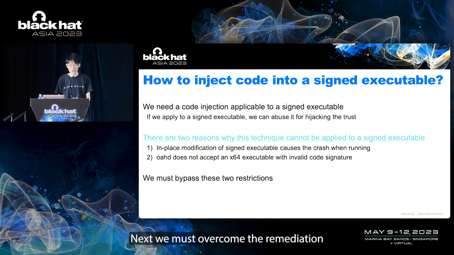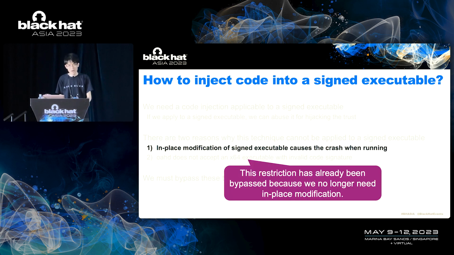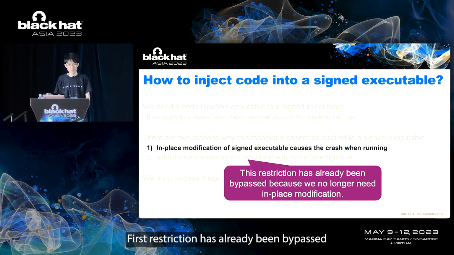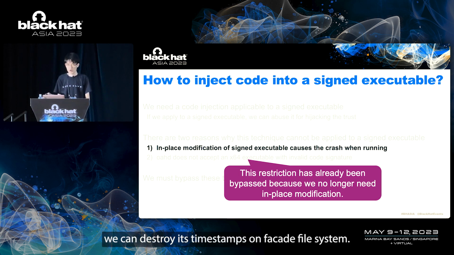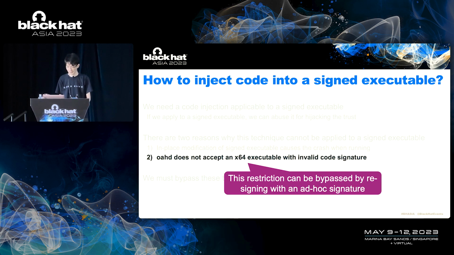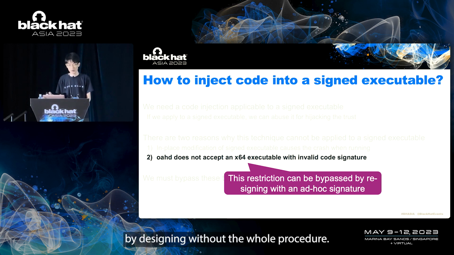Next, we must overcome the limitation of the previous AOT poisoning. It cannot be applied to a signed executable. There were two reasons, so we need to bypass these two restrictions. The first restriction has already been bypassed because we no longer need in-place modification. So even if we create a new file, we can restore its timestamps on the FAT32 file system. The second restriction can be bypassed by resigning with an ad hoc signature.